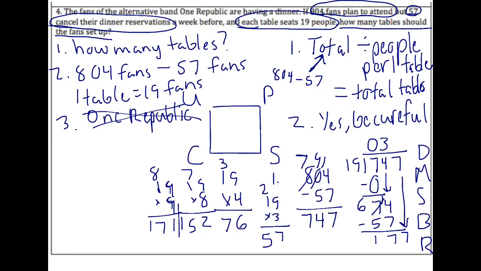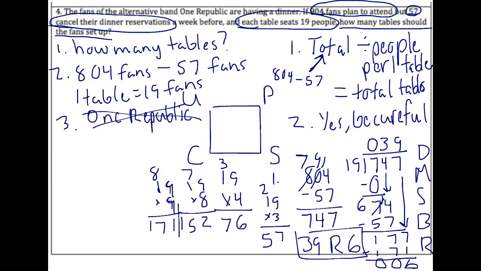So I'm going to put up here 9. 9 times 19 is 171. So I got 177 minus 171. 7 minus 1 is 6. 7 minus 7 is 0. 1 minus 1 is 0. So it's 39, remainder 6.